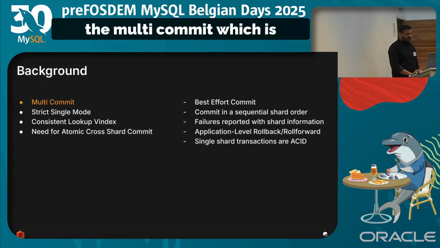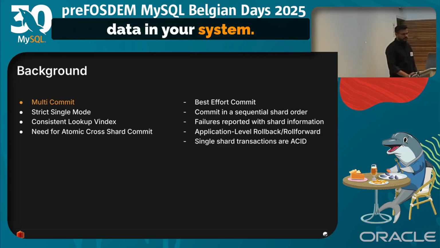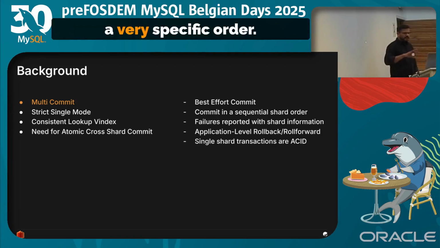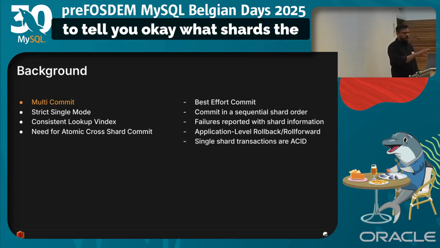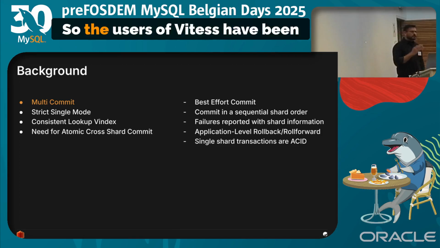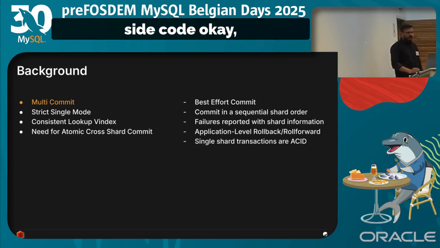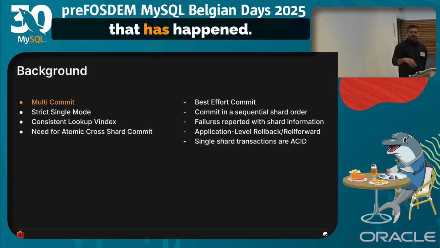First, we started with something called multi-commit, which is essentially a best effort commit. If nothing goes wrong, then you'll get the fully committed data in your system. And we commit the transaction in a very specific order. So if anything fails, we are able to tell you which shards the data has been committed successfully on, and which shards still have the non-committed data. So the users of Vitess have known this, and they have written application side code on how to roll forward or roll back if any failure has happened.